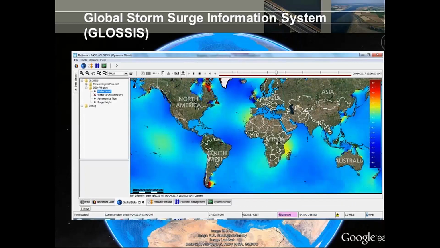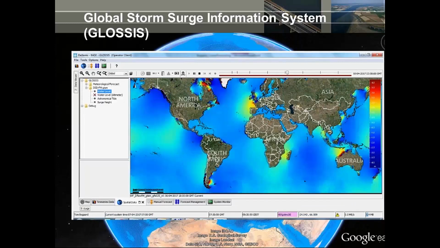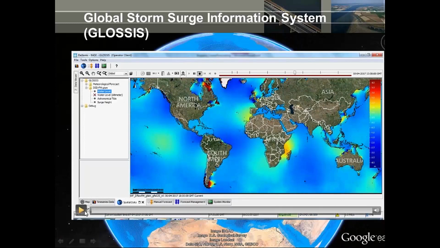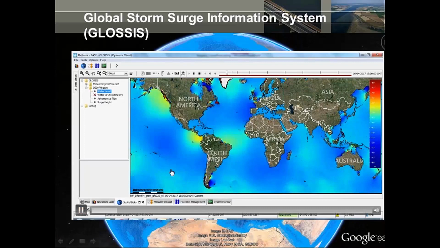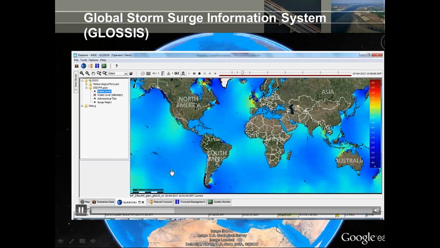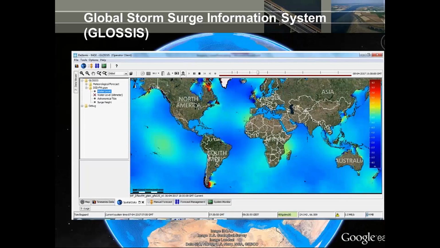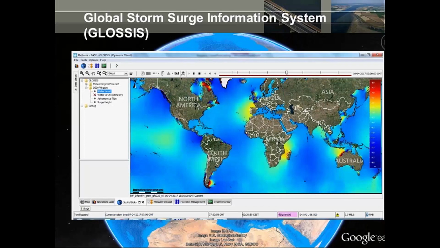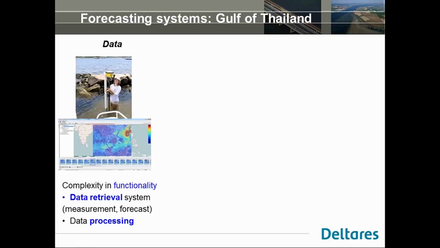We issue 4 forecasts per day. Each forecast covers the storm surge for the next 10 days. So in this way, we really try to push the limits of the 2 pieces of software to see how they interact and work together.